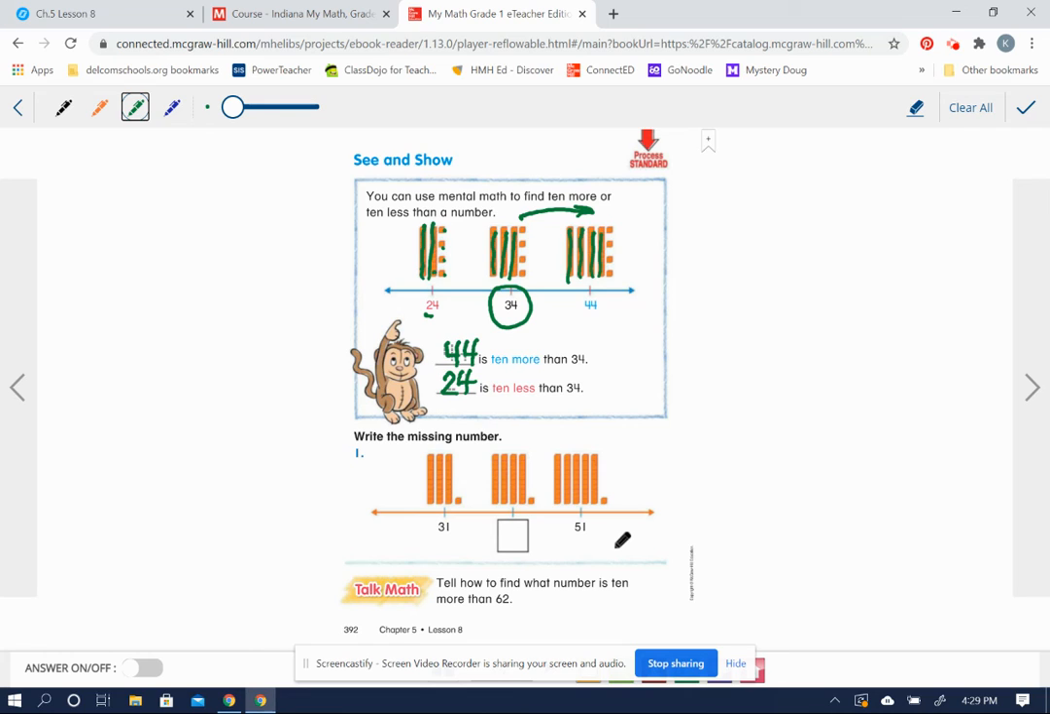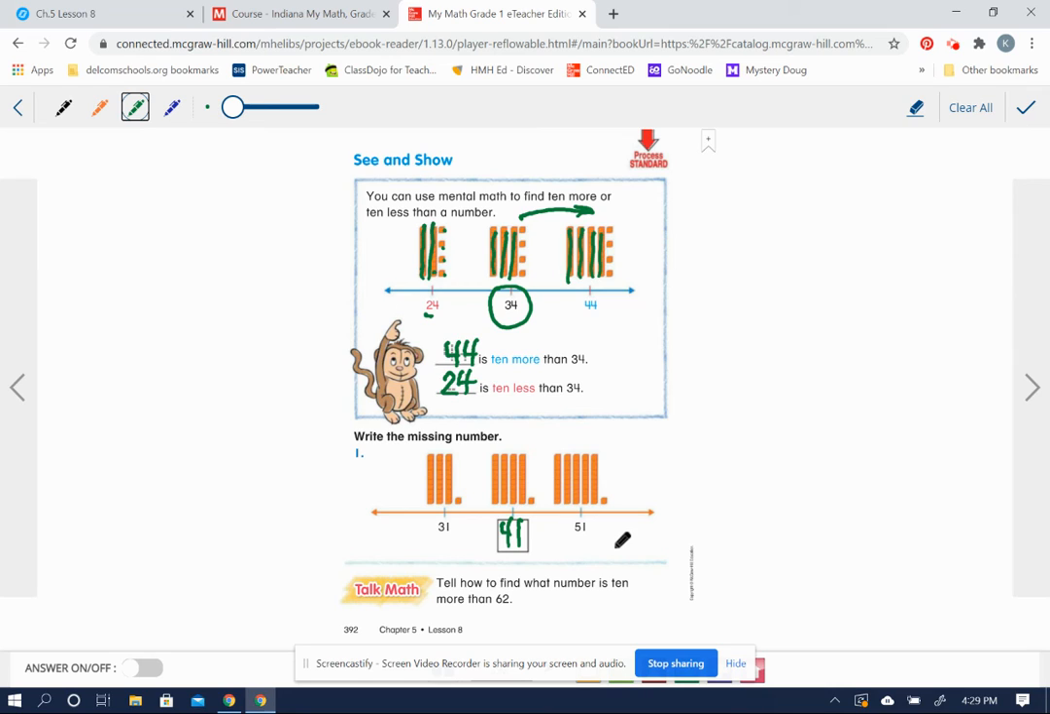If we have 31 on this side and we have 51 on this side, what is the number in the middle? I hope you said 41. 31, 41, 51. Exactly. Now tell how to find what number is 10 more than 62.